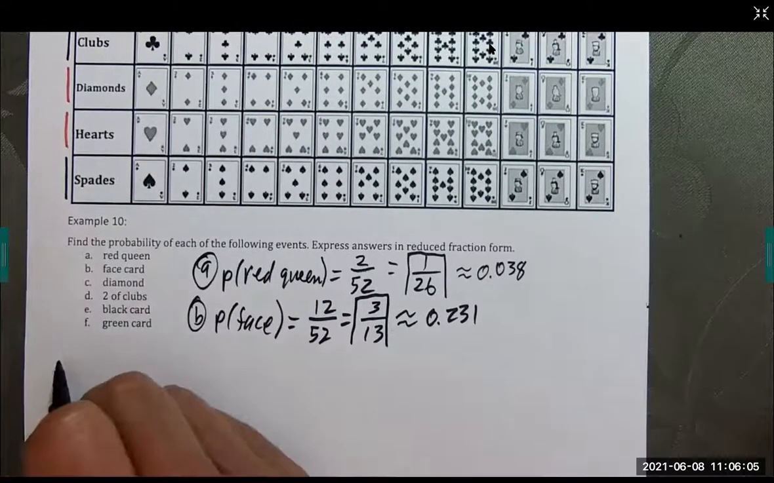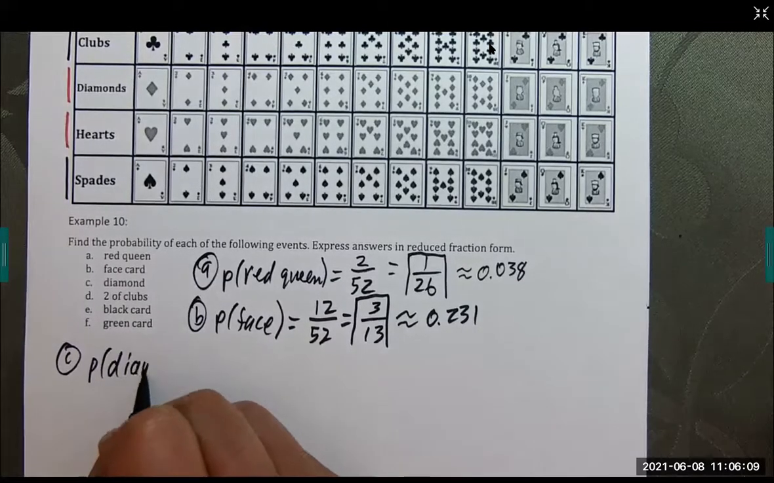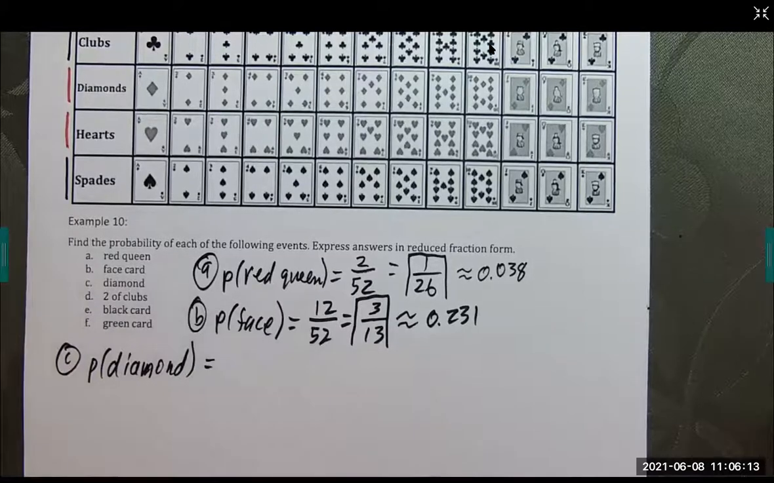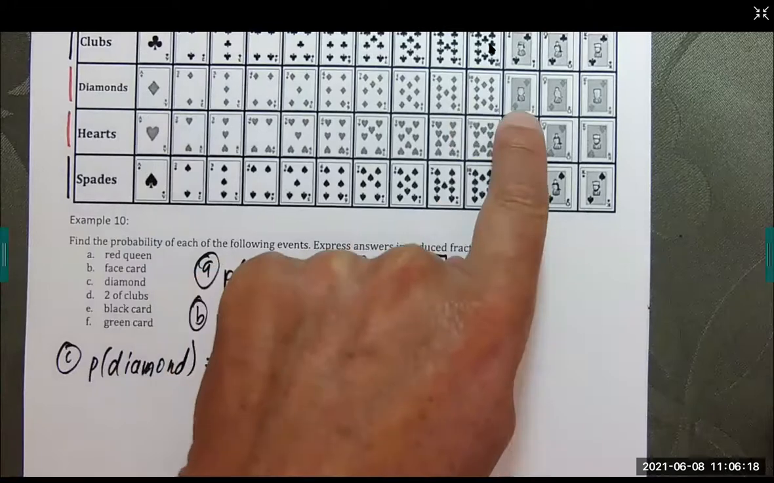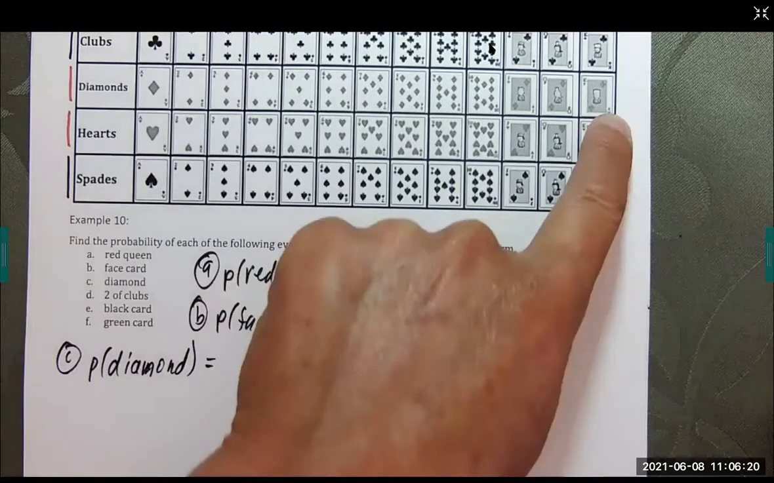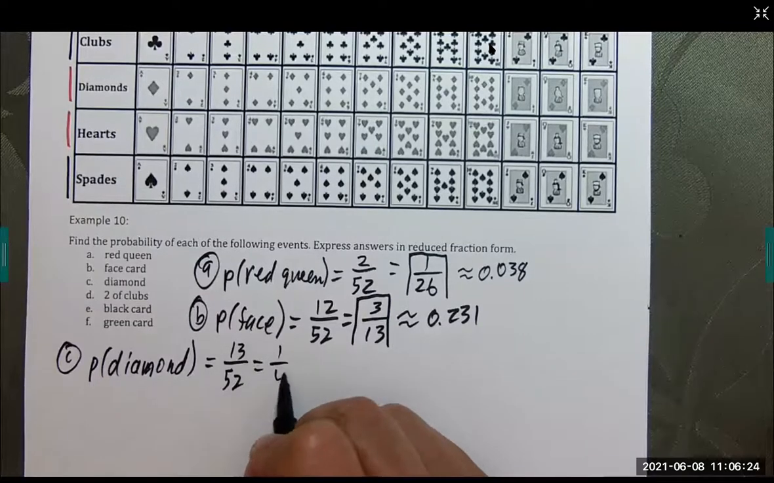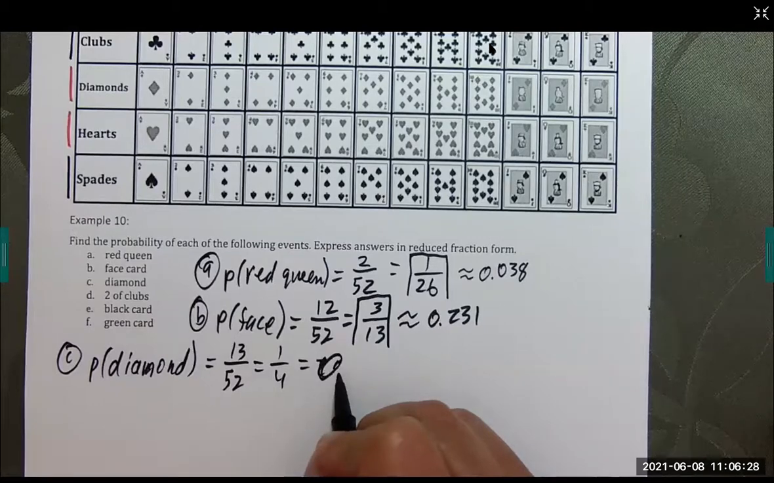Part C, probability of a diamond. How many diamonds are there? There's 13. 1 through 10, 11, 12, 13. 13 out of the 52. That's a fourth, or 25%, 0.25.